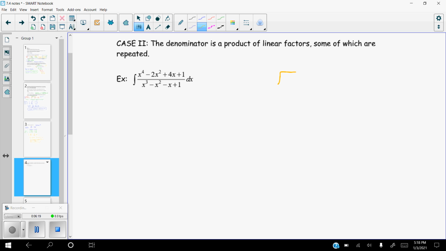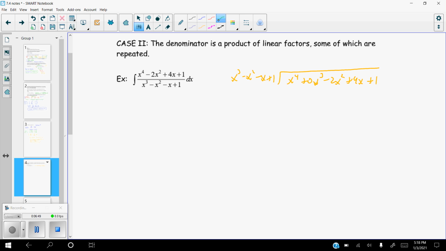It's a lot of terms to write, so give yourself some room. What goes on the outside is the denominator, x cubed minus x squared minus x plus 1. The inside is going to be x to the 4th. It's missing the cube term, so I have to put a 0x cubed. And then minus 2x squared plus 4x plus 1. Obviously, just be very careful in writing all your terms down.